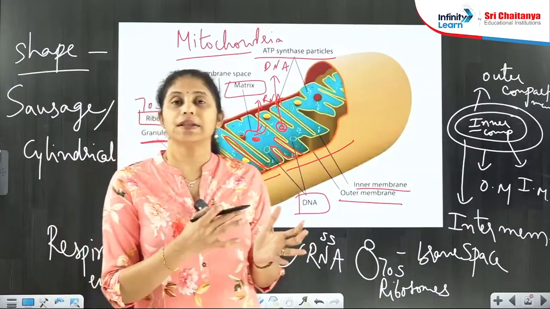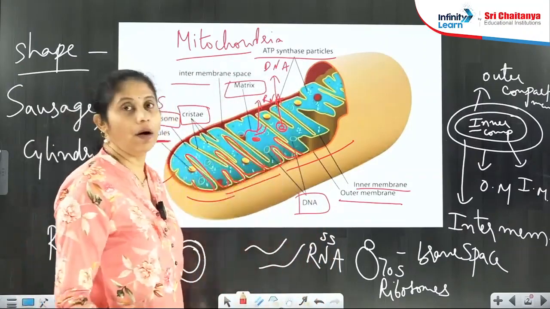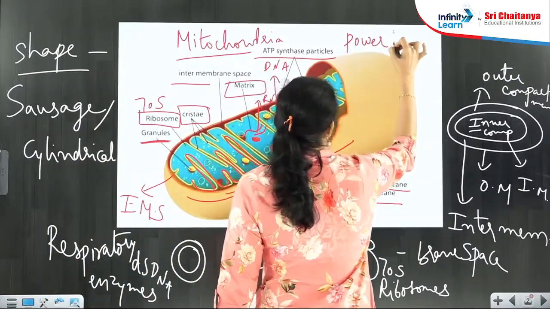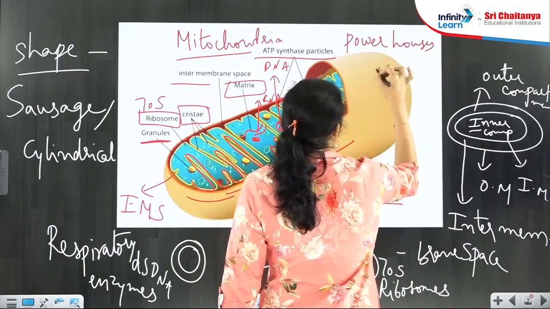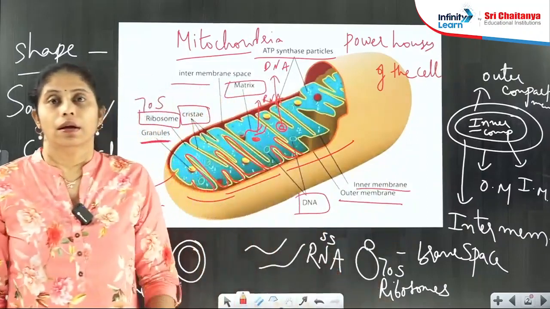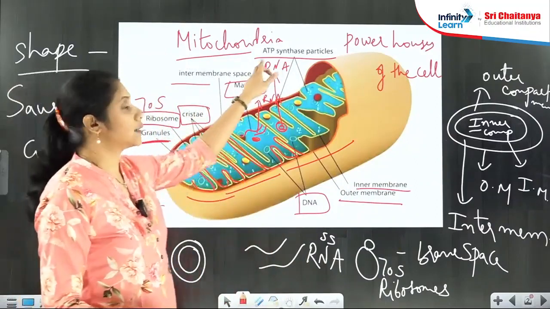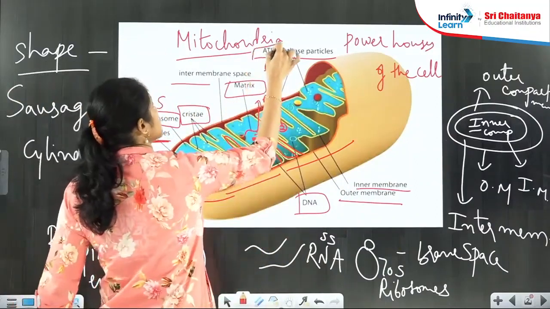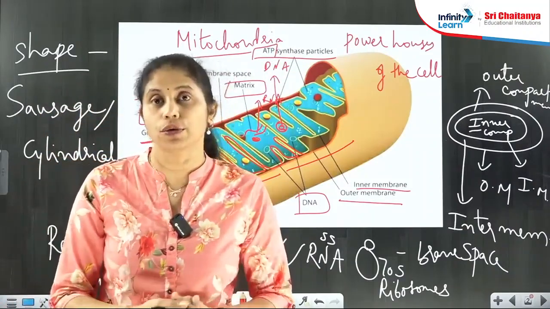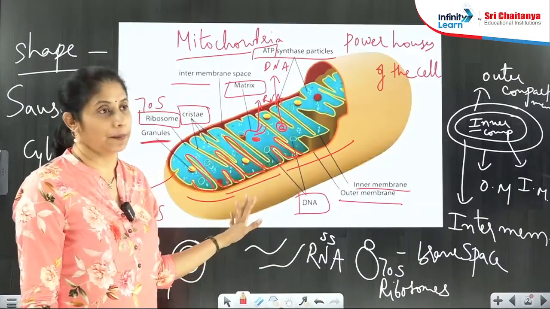As the mitochondria is involved in the synthesis and storage of ATP, these mitochondria are called the powerhouses of the cell. What is their nickname? Powerhouses of the cell. They are called powerhouses of the cell because they are synthesizing ATP. Energy currency of this cell will be synthesized by this, and they are storing that ATP for future use also. So, as they are synthesizing the power, they are called powerhouses of the cell.